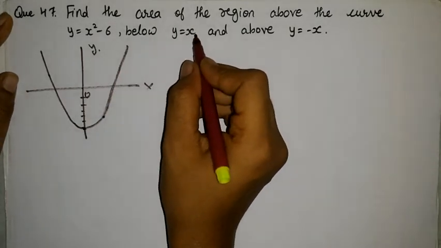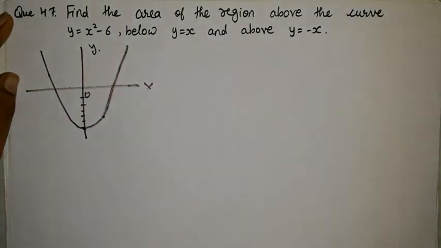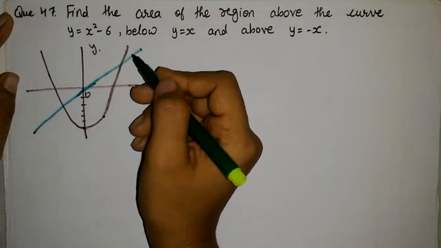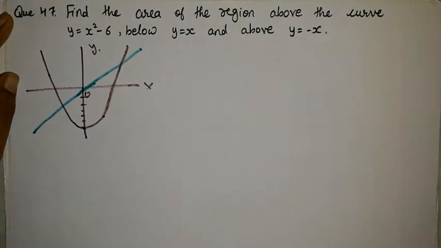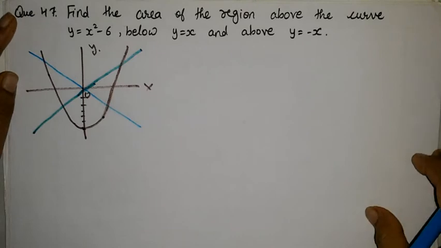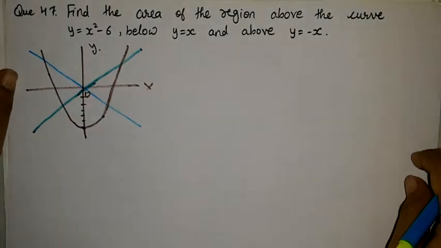And we are given other two lines that are y is equal to x. Y is equal to x line is passing from origin. And y is equal to minus x, it's passing from first and second and last quadrant. So it is like this.